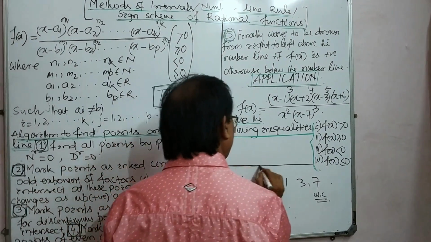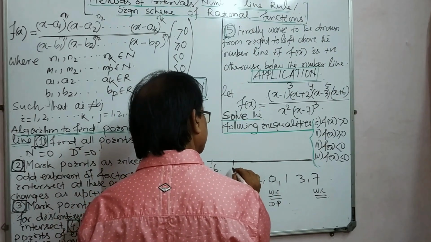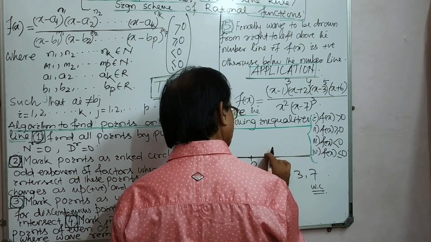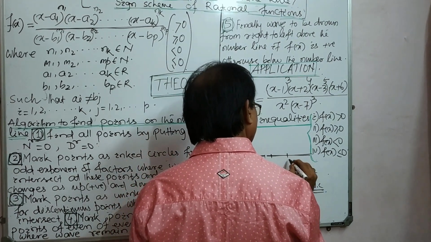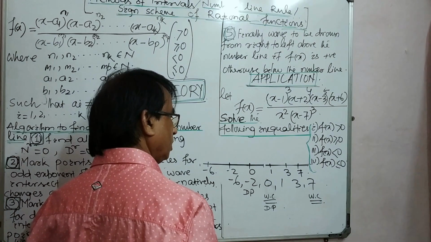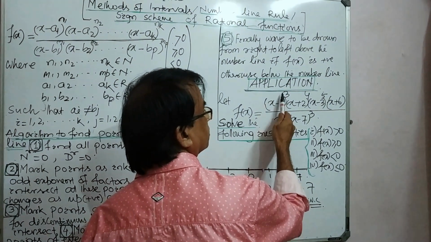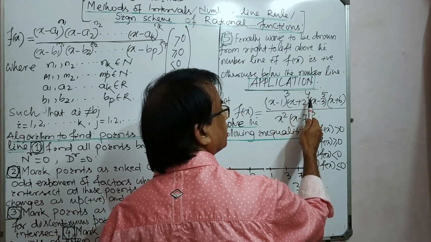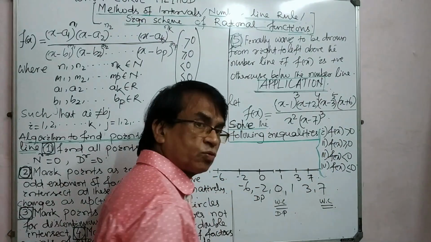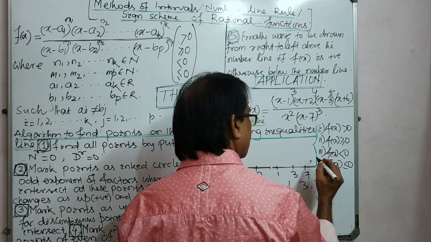The most important thing is that we mark it on the number line according to the increasing order. Now, what we see is that the coefficient of x, positive to the power 3 is positive, positive to the power 4 is positive, positive to the power 5 is positive, positive to the power 1 is positive. So throughout it is positive. So from the extreme right hand side, we start, and the wave is positive.